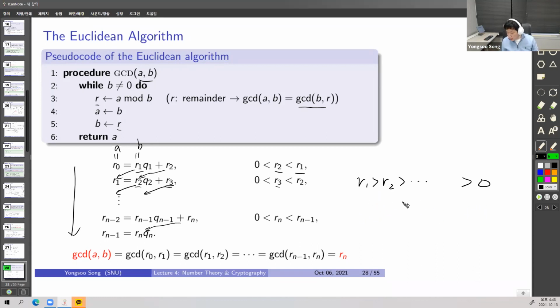And the correctness proof is again easy. A is R0 and B is R1. At each line, we can show that the GCD of these two values is equal to the GCD of these two values. So we repeat. And finally, R(n-1) is a multiple of Rn. So the GCD between R(n-1) and Rn is Rn.